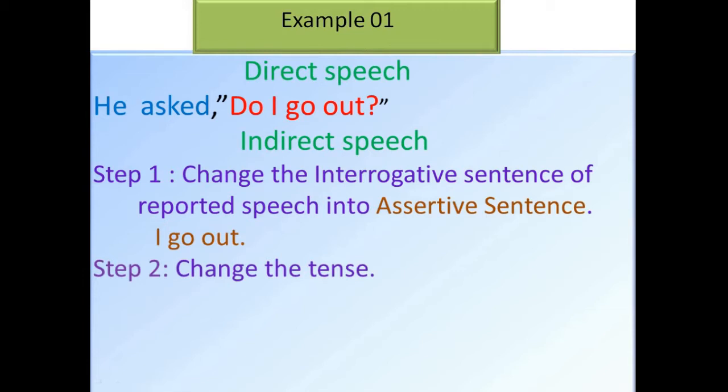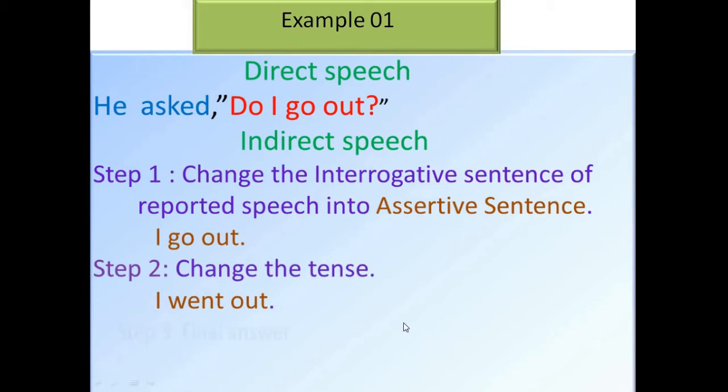There is a rule: if there is a simple present tense in the reported speech, it should be changed into simple past tense. It is the simple present tense, and it is changed to simple past tense. "I go out." What is the simple past tense? "I went out." It is the simple past tense of "I go out."